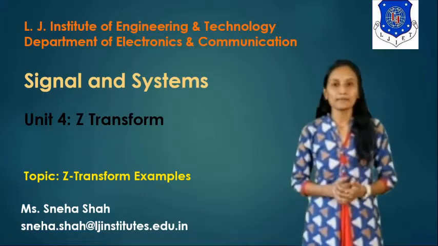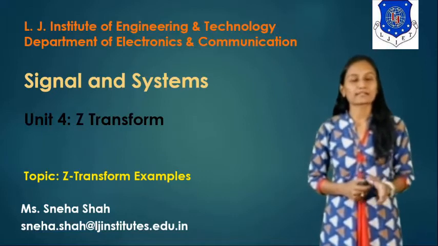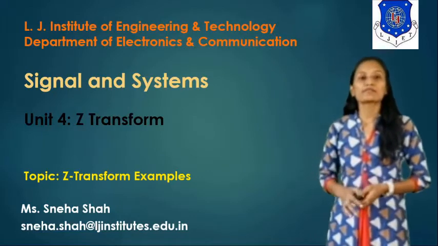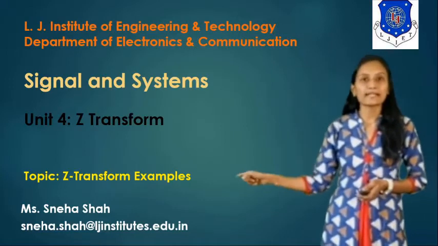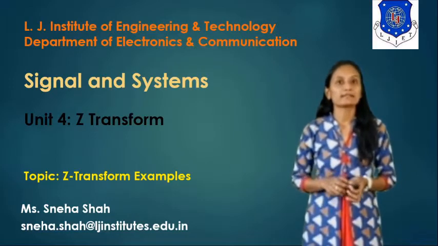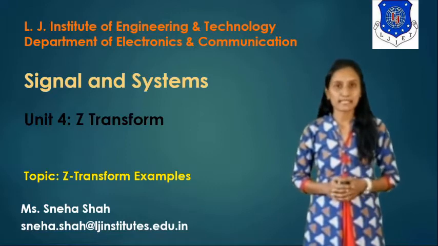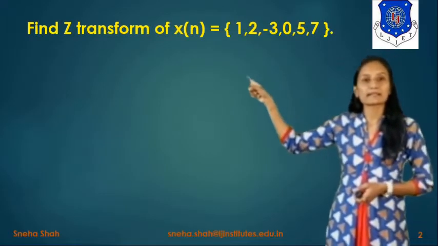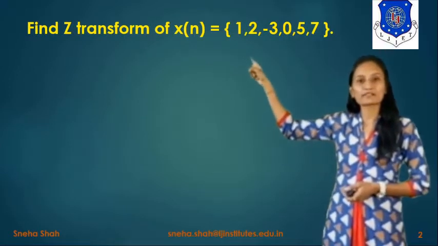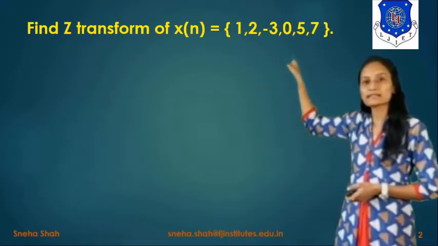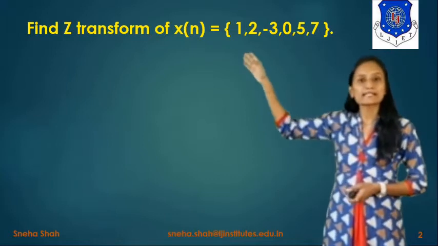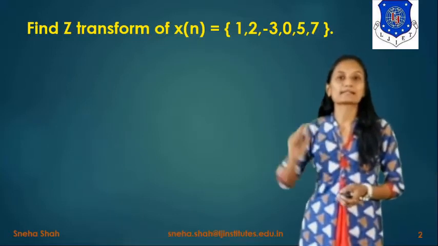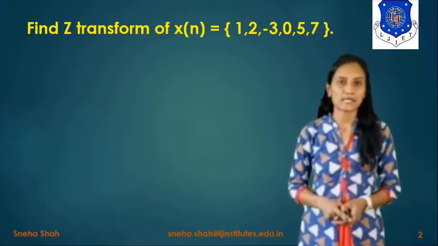Right. Now, from the properties of ROC, the fifth property is for the finite duration sequence. So we will be covering the examples of the Z transform in this session based on the finite duration sequence. First of all, starting with the first example: find the Z transform of x of n equals 1, 2, minus 3, 0, 5 and 7. Now we can see that the number of terms is finite. It means this sequence will be considered a finite duration sequence.